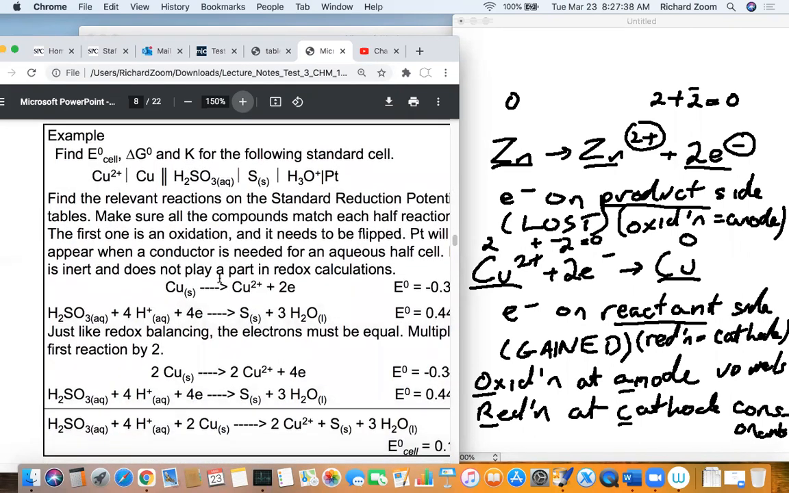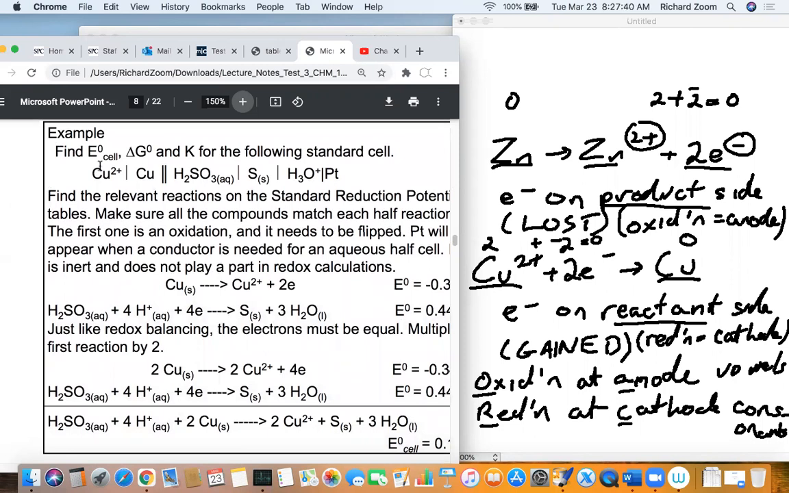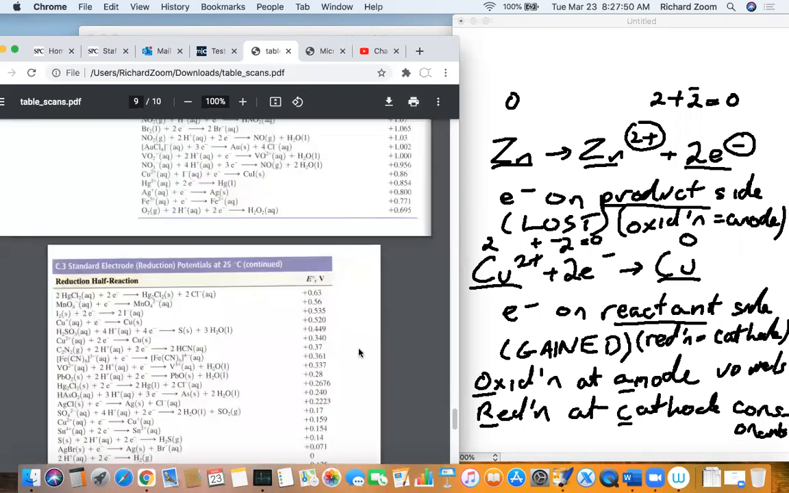So here's another example here. And what we're trying to do here is find E naught cell, delta G naught, and K for the following standard cell. Now, when I say standard cell, what I'm talking about here are these are all set up for standard cells, and standard cells have certain characteristics. All the solutions are 1 molar, the pressures are all 1 atmosphere, and the temperature is a constant 25 degrees. So nothing else has changed.